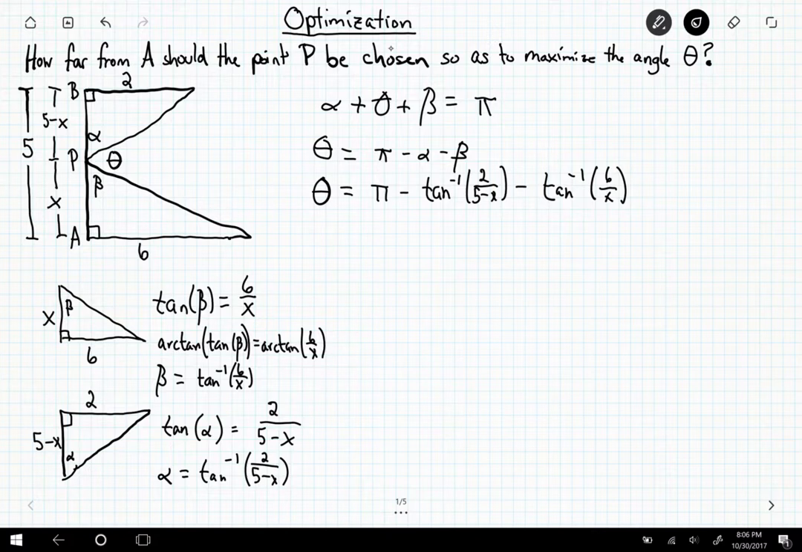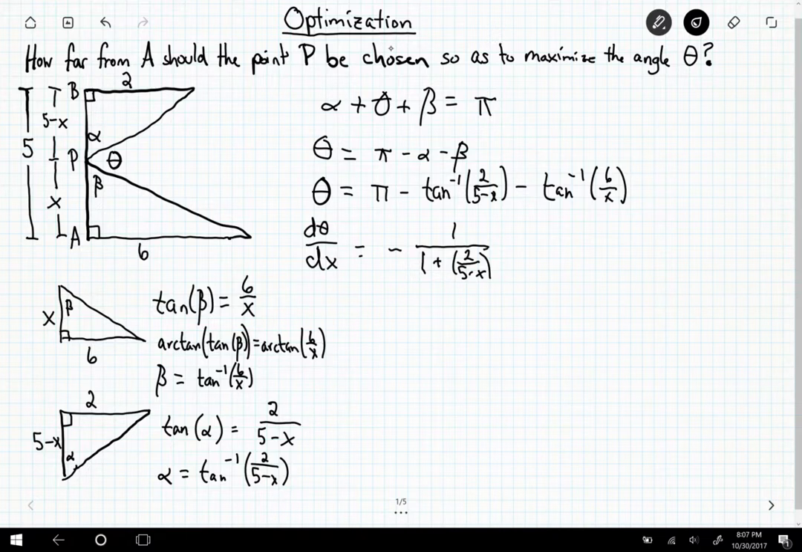So now we can take a derivative, and our derivative is going to be with respect to the variable x, so we get d theta dx equals, what's the derivative of pi? Well, pi is a constant, so its derivative is just 0. So we're done with that. Now we're left with negative the arctangent derivative. If you don't remember, you can look up the rules of derivatives and things of that nature. It goes 1 over 1 plus, and usually it's an x squared, but our x has been replaced with this 2 over 5 minus x, the quantity squared.